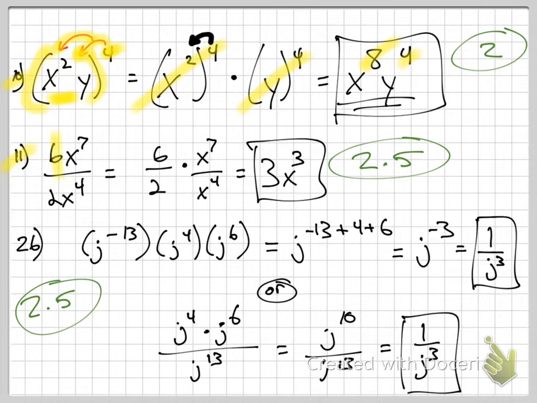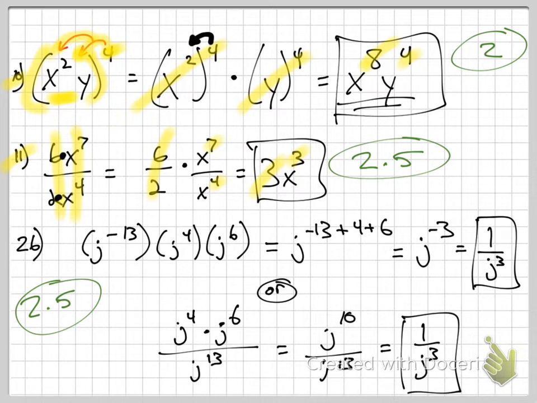Here we have this and this. We know that there's multiplication going on in between both of those. So we can separate them if you want, right? And we know that 6 over 2 is 3. And then by the quotient rule, 7 minus 4 is 3. And that's as simplified as it gets.